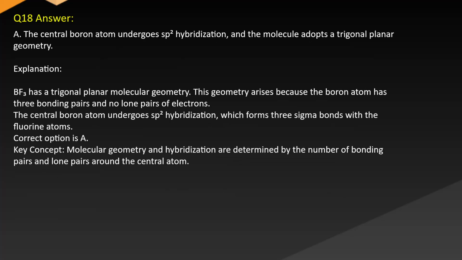Answer A. The central boron atom undergoes sp2 hybridization and the molecule adopts trigonal planar geometry. Explanation. BF3 has trigonal planar molecular geometry. This geometry arises because the boron atom has 3 bonding pairs and no lone pairs of electrons. The central boron atom undergoes sp2 hybridization, which forms 3 sigma bonds with the fluorine atoms. Correct option is A. Key concept. Molecular geometry and hybridization are determined by the number of bonding pairs and lone pairs around the central atom.